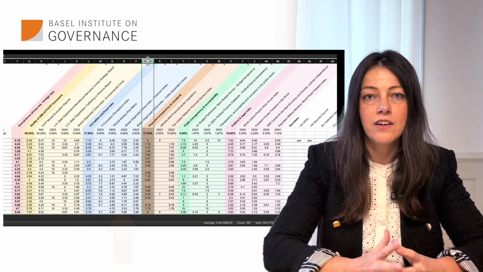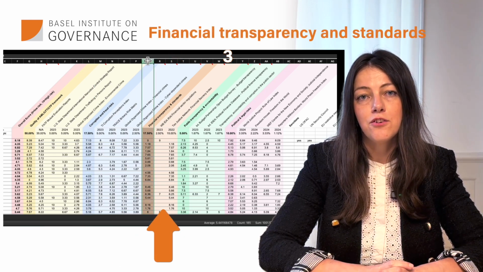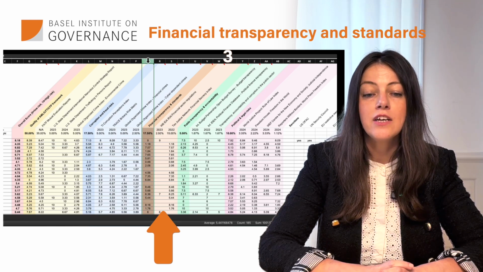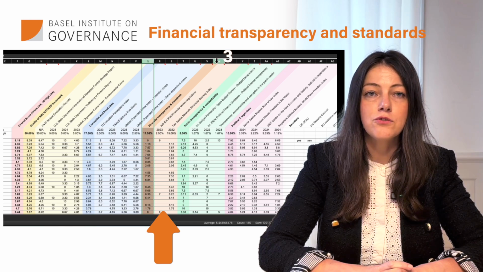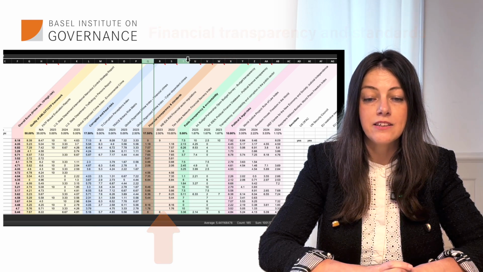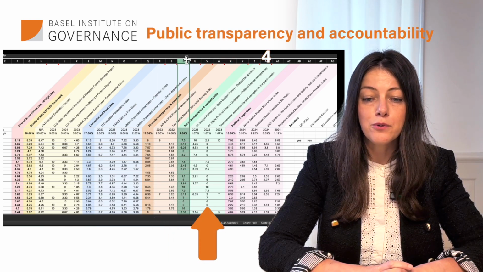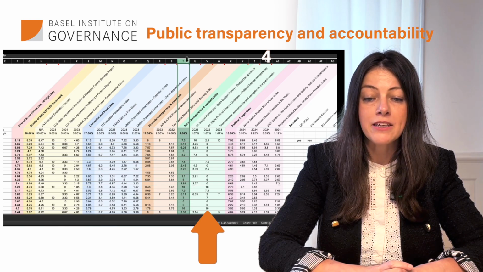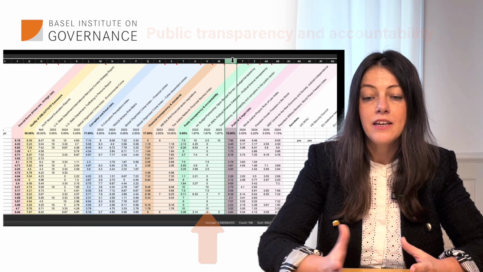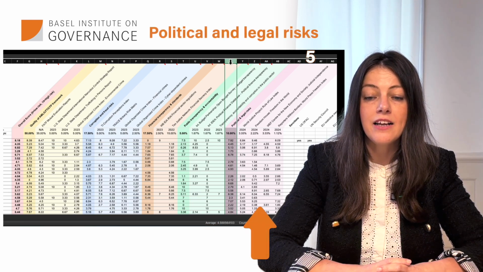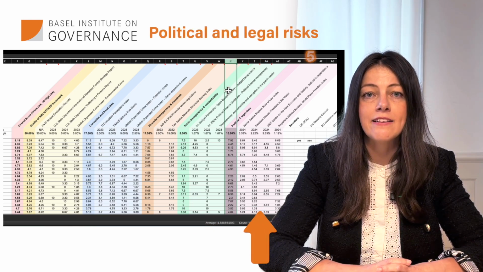The orange color represents the third domain, and it's about jurisdictions with low financial transparency and low standards. The green one, the fourth domain, is about low public transparency and accountability. And the last, fifth domain, you see here in pink color, is about high political and legal risks in the country.